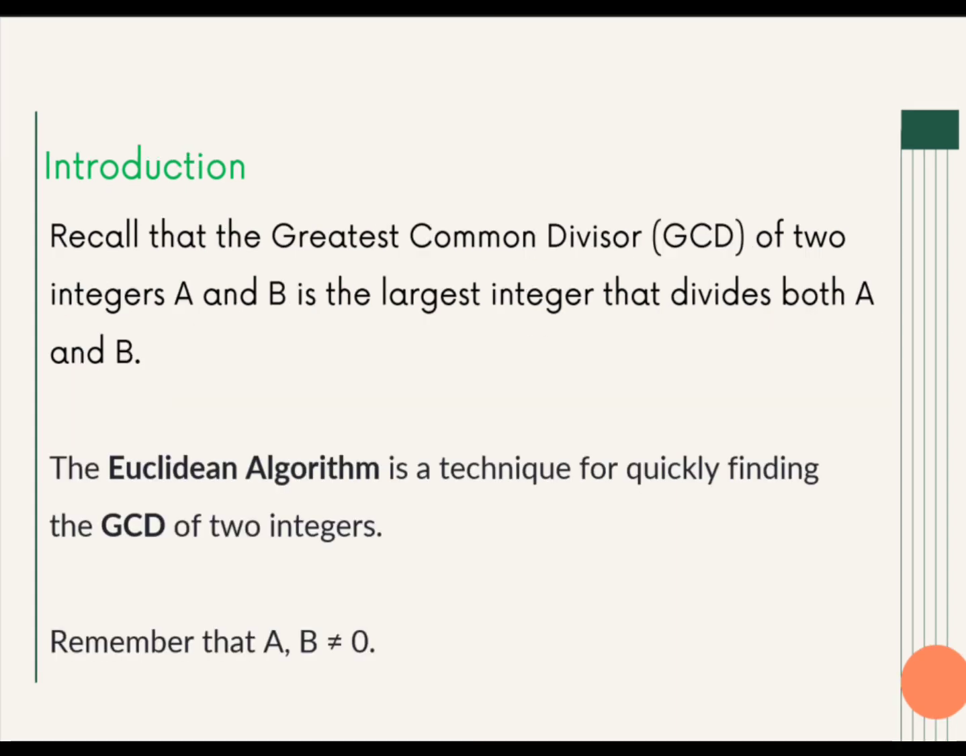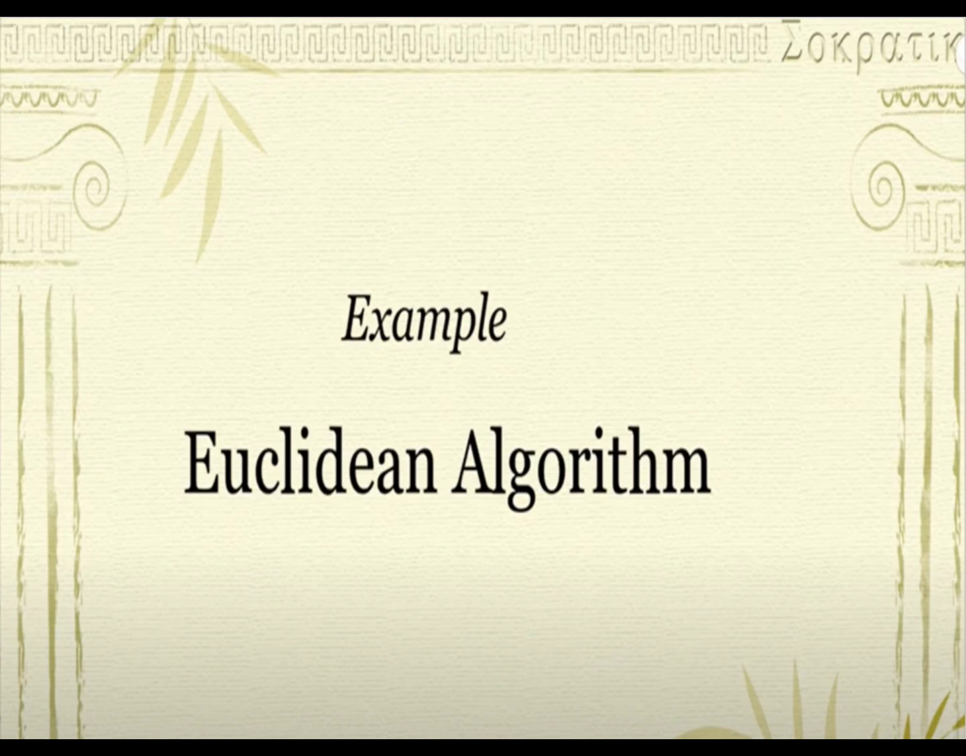Let's recall that the greatest common divisor, or the GCD, of two integers a and b is the largest integer that divides both a and b. The Euclidean algorithm is a technique for quickly finding the GCD of two integers. Always remember that a and b are not equal to 0. So, an example of the Euclidean algorithm.